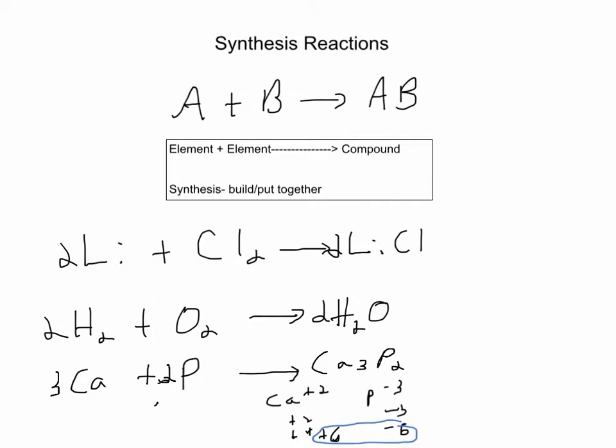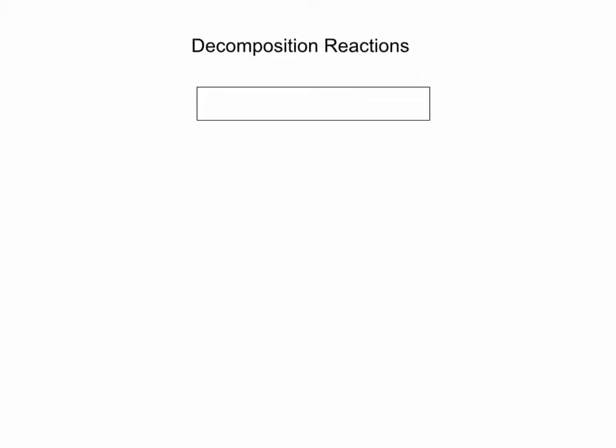So synthesis reactions, element plus an element gives you a compound, and we can predict if we have an ionic compound what we're going to get. The second type of reaction that we're going to talk about is the decomposition reaction. What does decomposition mean? Well, in chemistry, it means the exact same thing as when we think of decomposition in any other sense. Decomposition means to break down or separate.